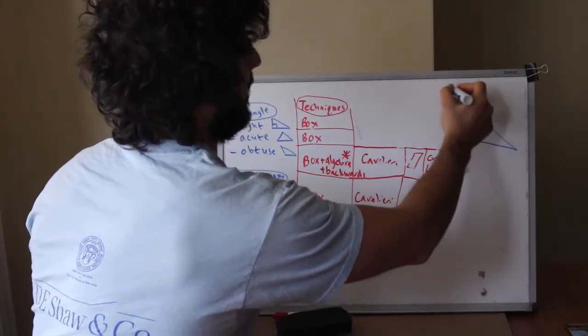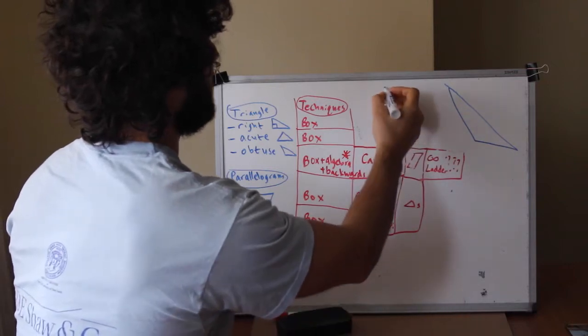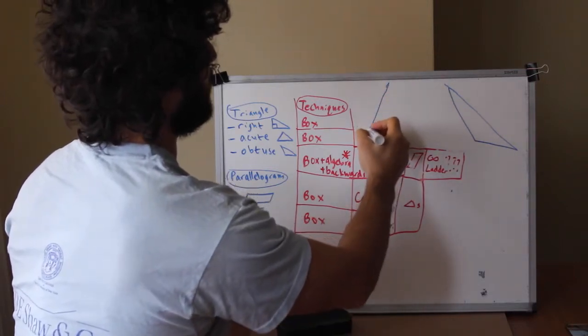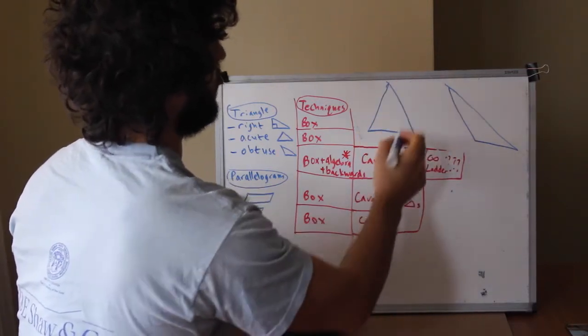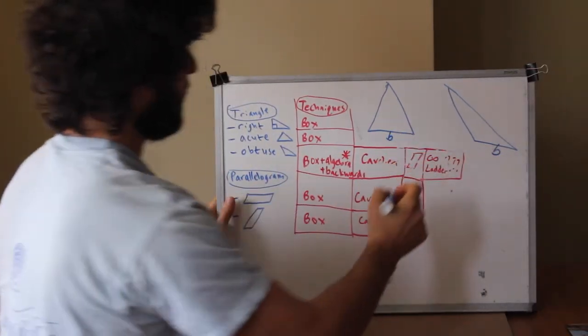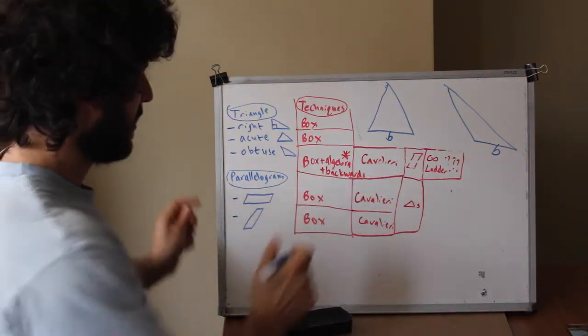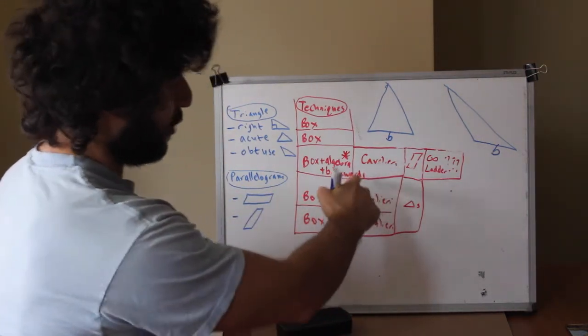So here's our obtuse triangle, meaning that this angle is more than 90 degrees. And let's say here is some other triangle that is acute. And let's say these bases are the same. Now there's something really cool called the Cavalieri Principle. So I should add the word principle.